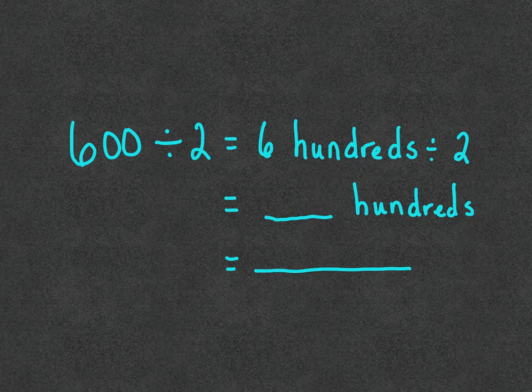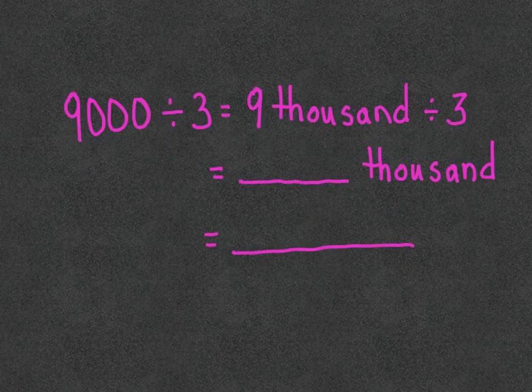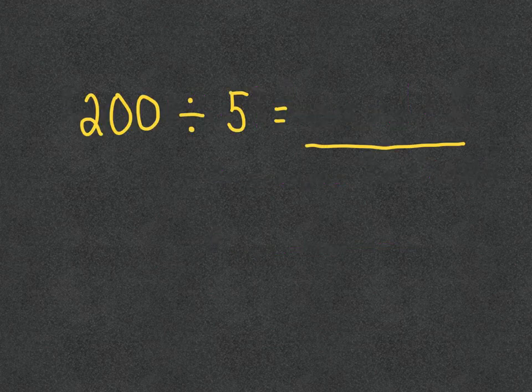600 divided by 2 is equal to 6 hundreds divided by 2. What are the 2 missing numbers? 9,000 divided by 3 is equal to 9 thousands divided by 3. What are the 2 missing numbers? Good luck. 200 divided by 5 is equal to how much? What is the quotient to this division problem?